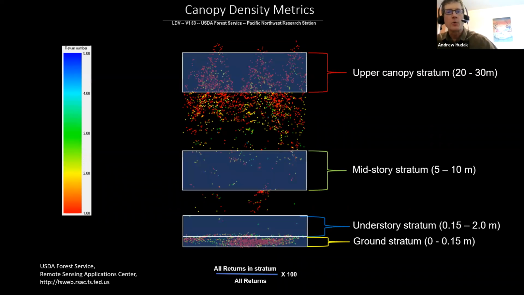Similarly, we can summarize the point cloud into density metrics. We can summarize just the upper canopy points because we've got the Z measurements. We've got the ability to slice and dice this point cloud into these strata. We can look at the mid-story and we look at the understory. And then most important for fuels is this ground and near ground stratum of returns. So as you'll see, a lot of the metrics selected for models predicting surface fuels especially are going to be these near ground returns, as you would expect.